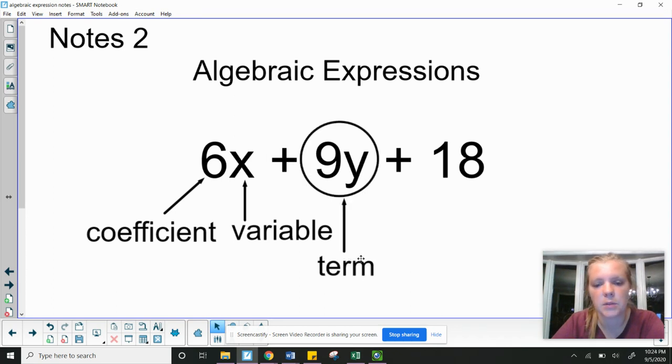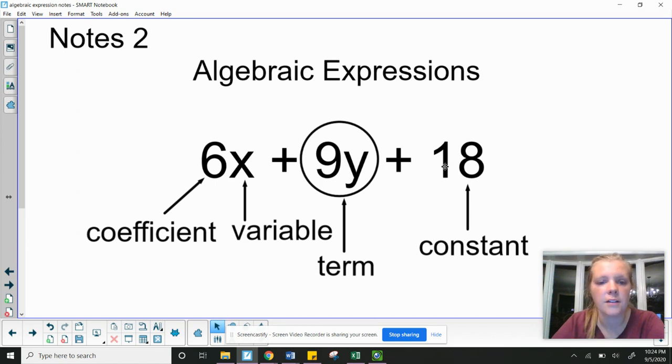9y is also an example of another term. 18 is also a term. It's just different because it doesn't have a variable with the number. So again, 6 is the coefficient, 9 is another coefficient, and then there are two different variables in this expression, the x and the y. The 18 is a special thing called a constant. It's called a constant because it is by itself. It has no variable attached to it. All of these are combined again to make an algebraic expression, and this expression has three terms.